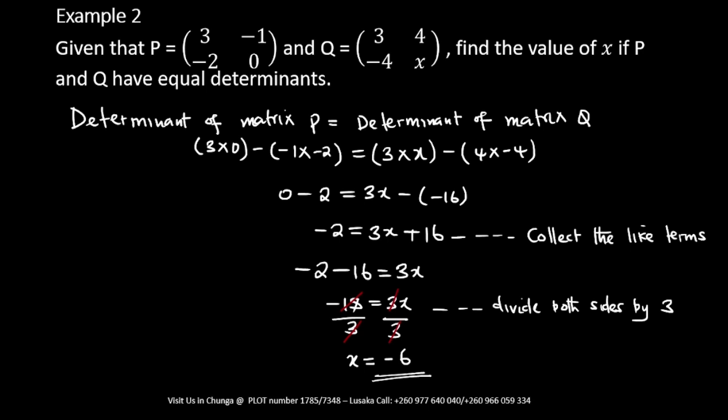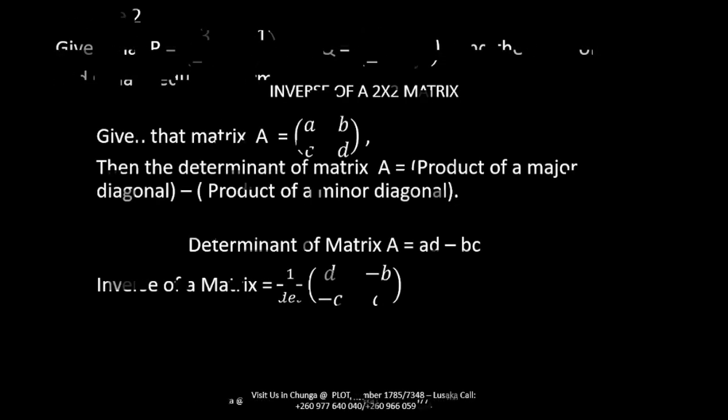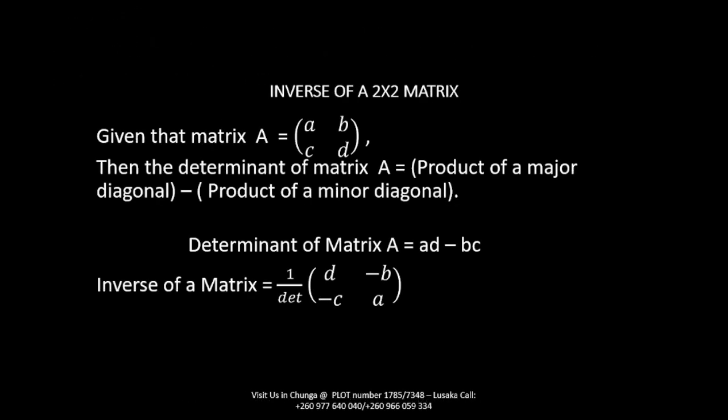Okay, we proceed with our lesson for today. And now we'll look at the inverse of a matrix. Now, what is this so-called the inverse of a matrix? Remember, we cannot find the inverse of a matrix if we haven't found the determinant. So the first step in finding the inverse of a matrix is for you to find the determinant of a matrix. Now, how do you find the determinant of a matrix?